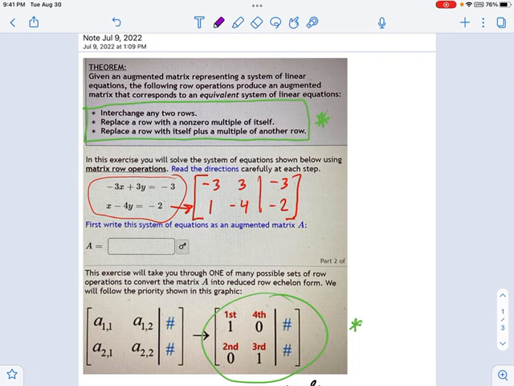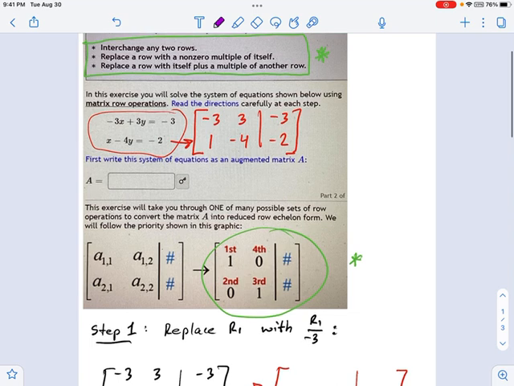And our goal is to make it look like this, with a diagonal set of ones going from top left to bottom right. That's called the identity matrix. And once you have the identity matrix formed, your solution to the equations will be right here. So let's go ahead and do that.